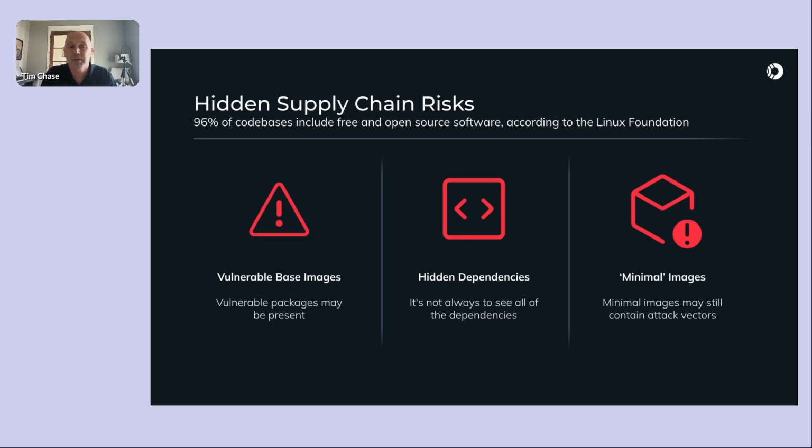because maybe you don't use Log4j, and maybe your open source that you look at doesn't use Log4j. But what about if one of the components that you were using uses it, right? So in order to truly have an understanding of your supply chain risk, you need to understand all of your dependencies. And then finally, minimal images.